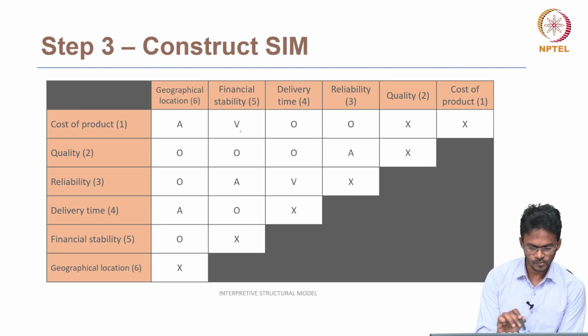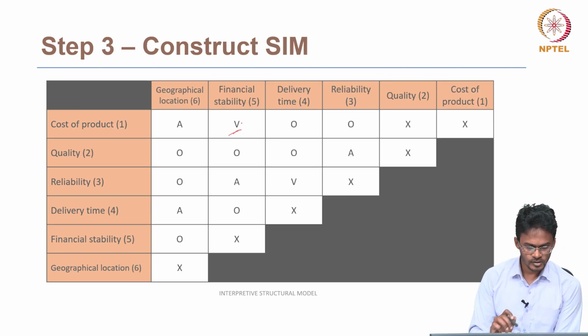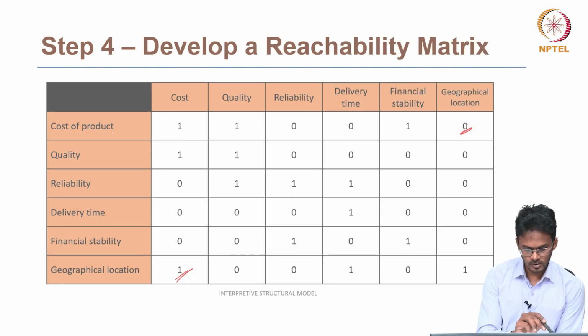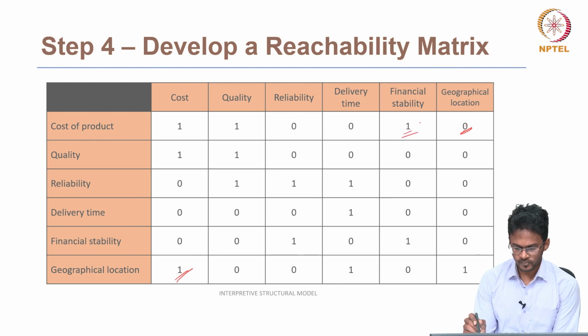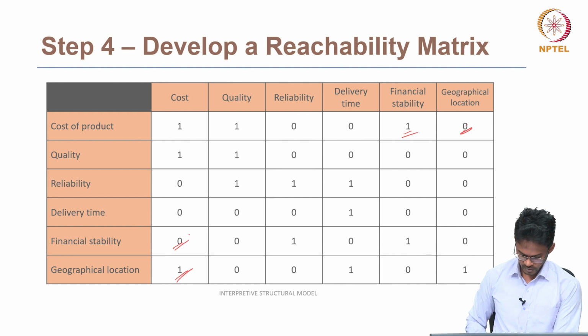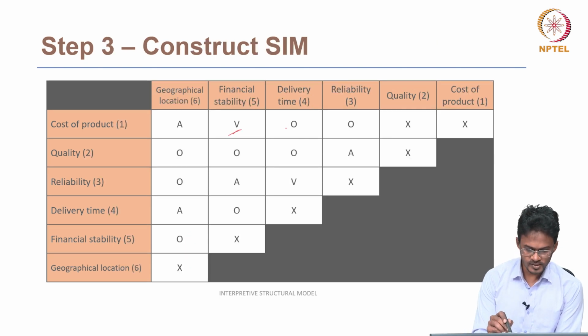Next example, cost of product and financial stability, it is V. So, cost of product directly influences financial stability, but financial stability does not directly influence cost of product. Hence, cost of product to financial stability will be 1, as financial stability does not directly influence cost, it will be 0. The next example is cost of product and delivery time.